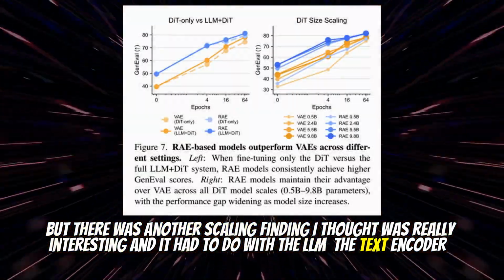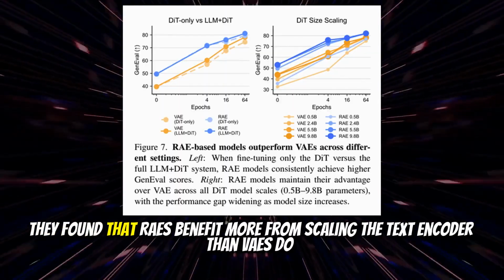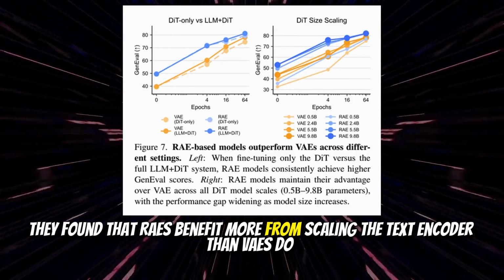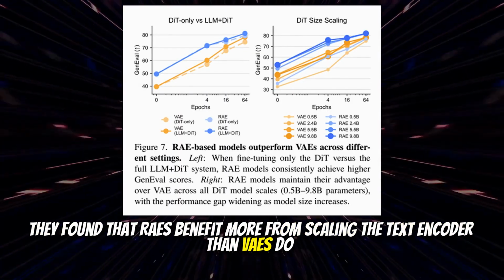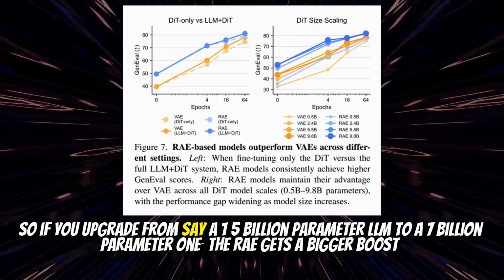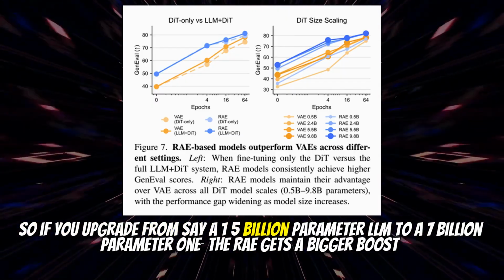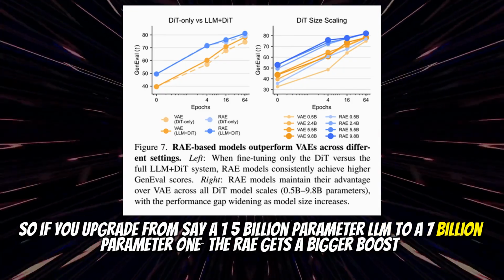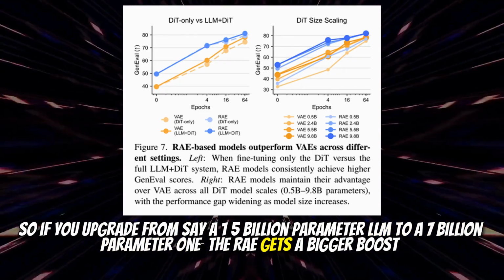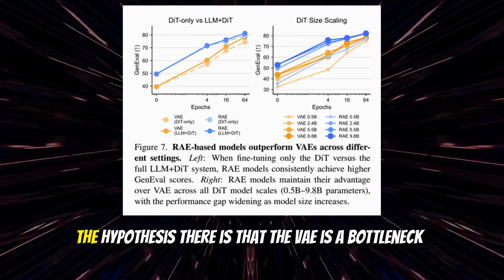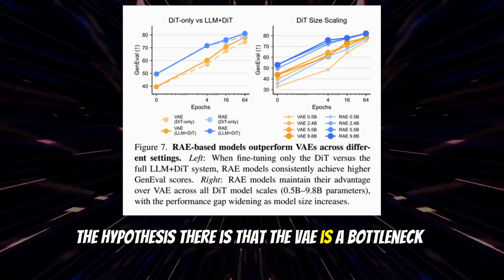But there was another scaling finding I thought was really interesting, and it had to do with the LLM, the text encoder. Yes. They found that RAEs benefit more from scaling the text encoder than VAEs do. So if you upgrade from, say, a 1.5 billion parameter LLM to a 7 billion parameter one, the RAE gets a bigger boost. Exactly. The hypothesis there is that the VAE is a bottleneck.